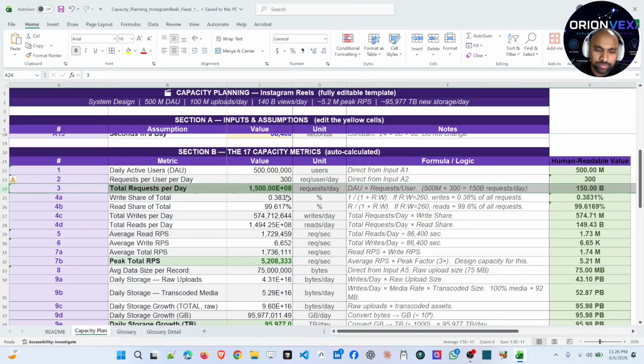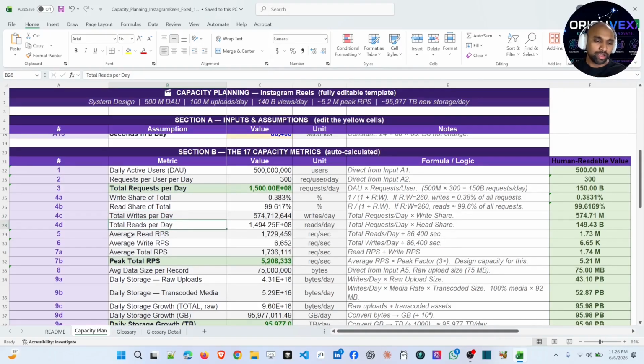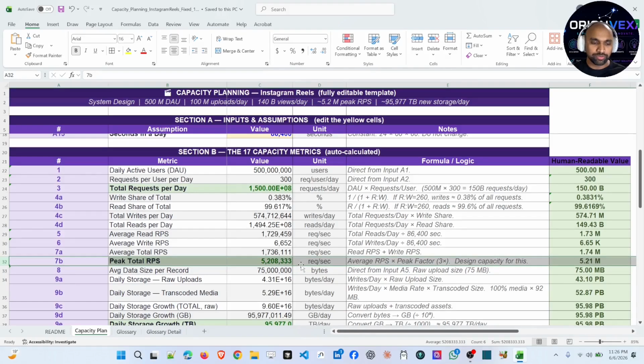From the total requests per day, we can calculate write share, read share, total writes per day, total reads per day, average read RPS, average write RPS, and our average total RPS. Based on this, we can calculate peak RPS. Okay, let's see one by one.